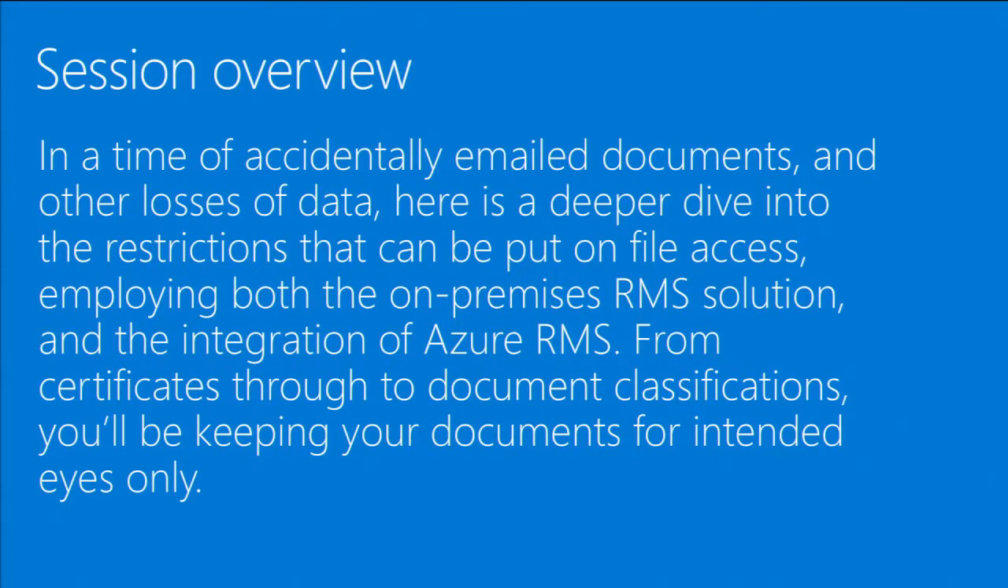So the idea here, in a time of accidental emailed documents and other losses of data, is a bit of a dive into the restrictions that can be put onto file access, employing both the on-premise RMS solution using AD RMS, which will probably be about 60% of today, and then looking at the basic Azure RMS stuff that's offered through the Office 365 suite. Okay, so we'll just have a look at that.